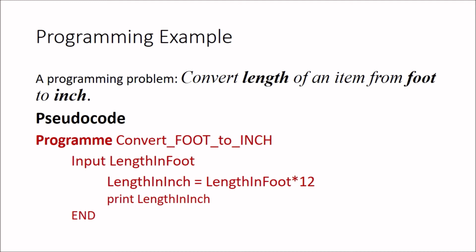Now a simple programming example is given here. Convert the length of an item from foot to inch. The pseudocode may be like this: convert foot to inch, input length in foot, and length in inch equals length in foot times 12. As you know, 1 foot equals 12 inches, and finally print the length in inch, and the end.